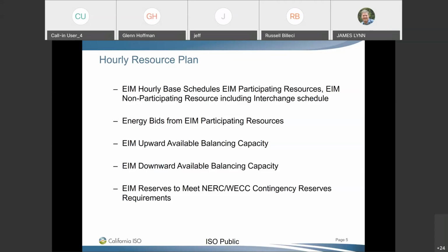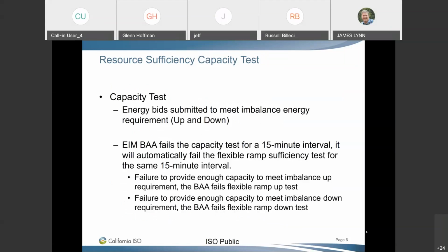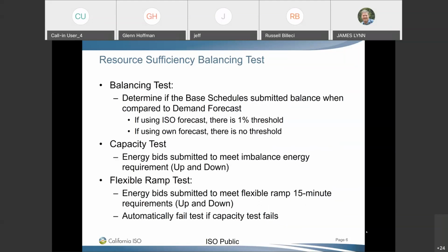Now, once you have provided us with these resource plans, and again, we need to have the first set of the resource plan by T minus 75, we're going to run these 3 tests. One is a balancing test, one is a capacity test, one is a flex ramp test. Now, each one has different requirements and needs. So the balancing test, I think I should have taken this slide out, to be honest. Sorry. But we'll go into more detail on what each test means.